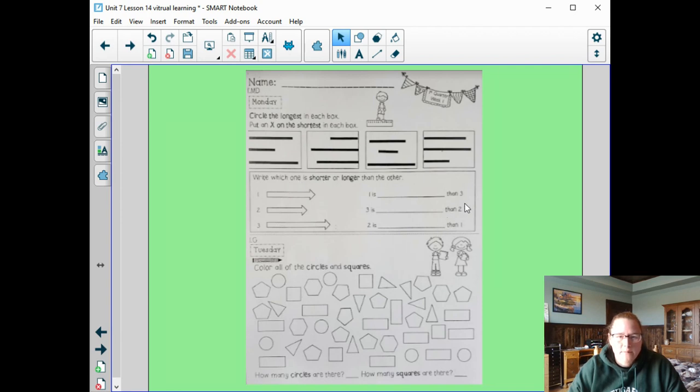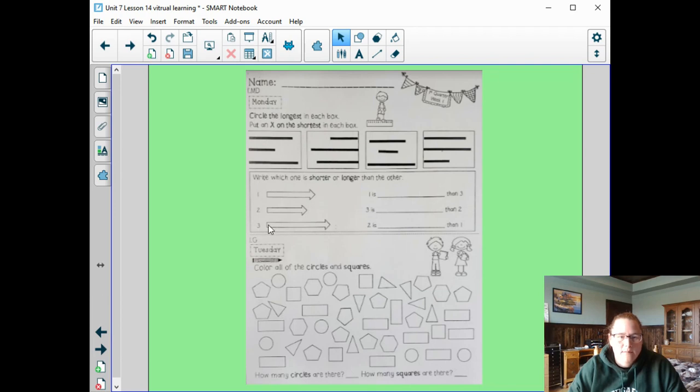In the middle of your page, it says, write which one is shorter or longer than the other. So here it says 1, so this arrow here is blank then 3. So you're comparing 1 to 3. Is 1 shorter than 3 or longer than 3? And you're going to actually write those words, shorter or longer.